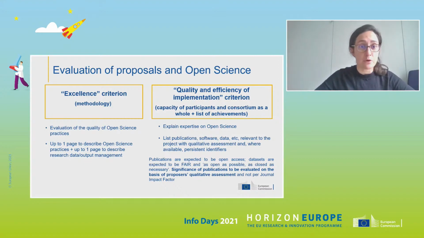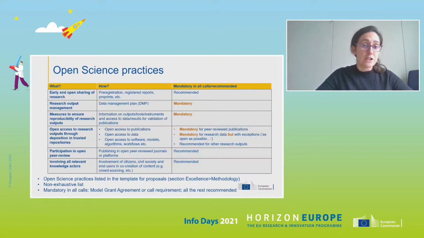What happens, for example, if one or several of the publications that they want to include in the list of relevant publications are not in open access? We strongly encourage those publications to be deposited in a repository and to provide open access to them. Next slide, please. So there are many different open science practices.